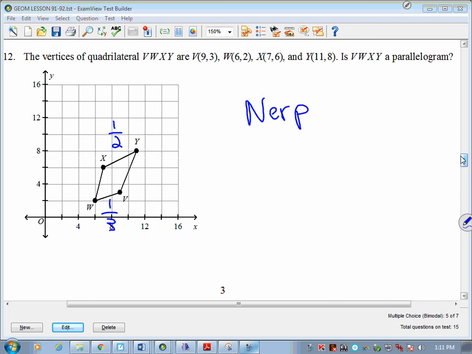3. So at that point, I could stop, right? Because those two opposite sides do not have the same slope, right? And in a parallelogram, both pairs of opposite sides would have to have the same slope. So if I don't have one pair, it doesn't even matter, right? The best it could be is if the other two sides were parallel, I could call it a trapezoid, right? But it's not a parallelogram.